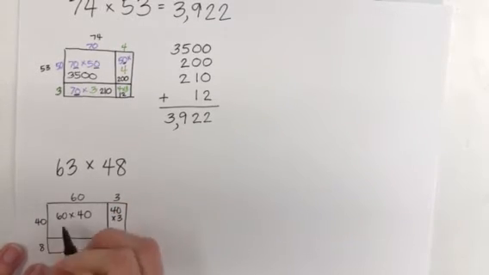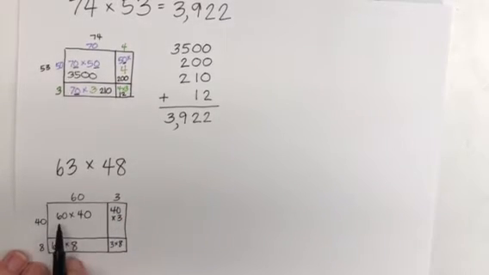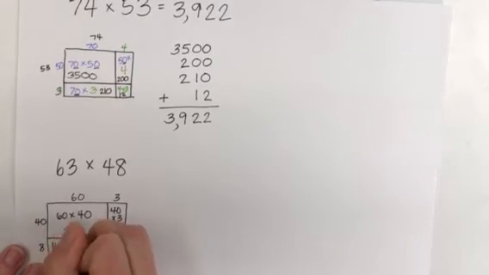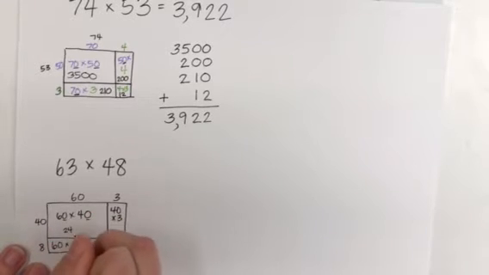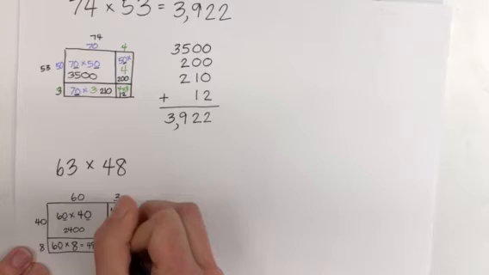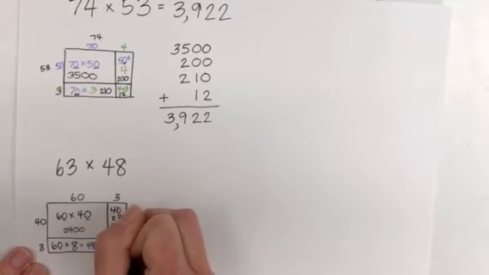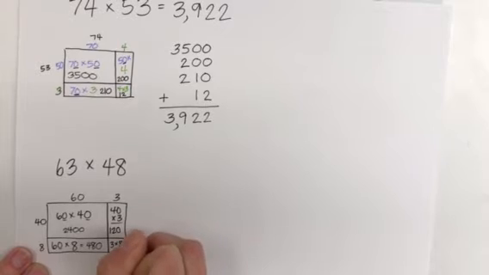60 times 8. And 3 times 8. All right, so 6 times 4 is 24, and then there's 2 zeros. 6 times 8 is 48 plus 1 zero. 4 times 3 is 12 with 1 zero. And 3 times 8 is 24. I'll squeeze it in there.